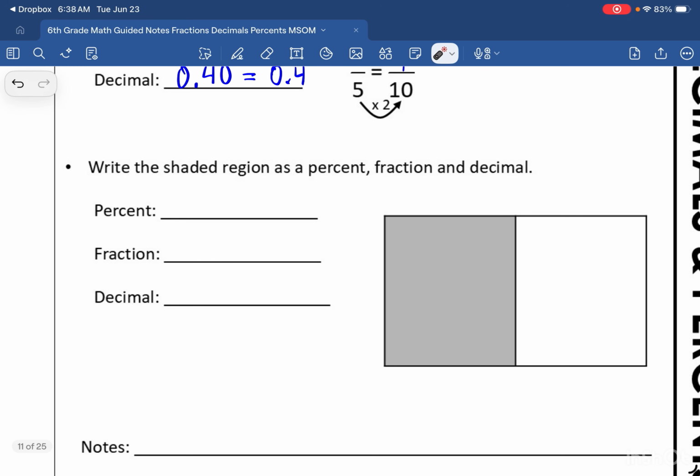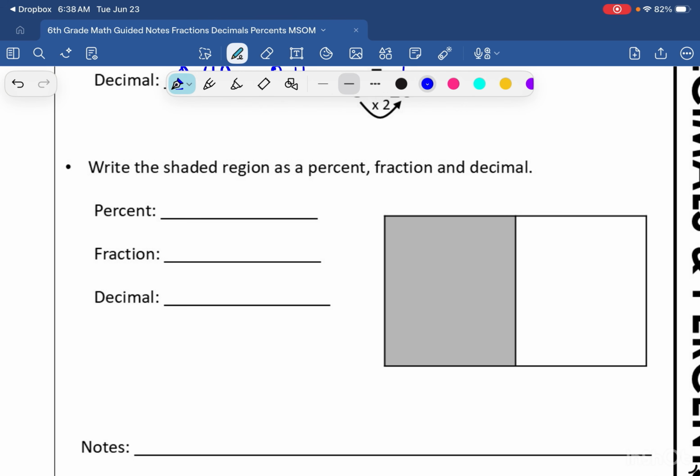Write the shaded region as a percent, a fraction, and decimal. So here's my whole. That must mean each side is 50%. So the shaded part is 50%. So I could write 50 out of 100, or looking at that as a bar model, I can notice that is 1/2. So 50 hundredths as a decimal is 0.50, or you may also see it as 0.5, 5/10.